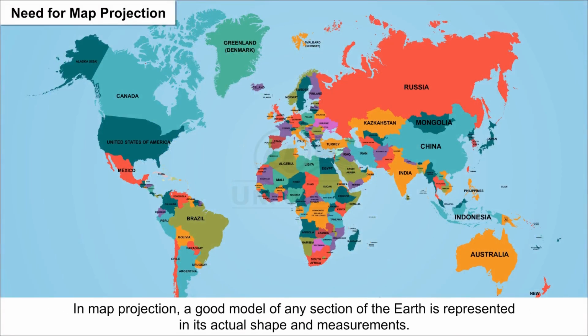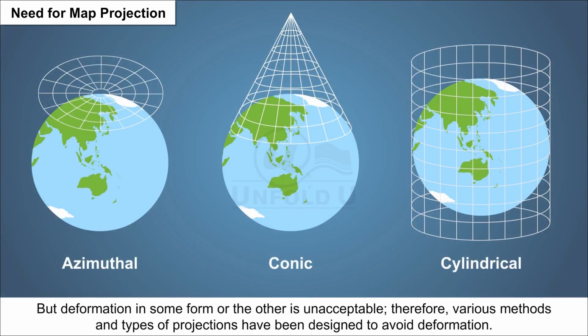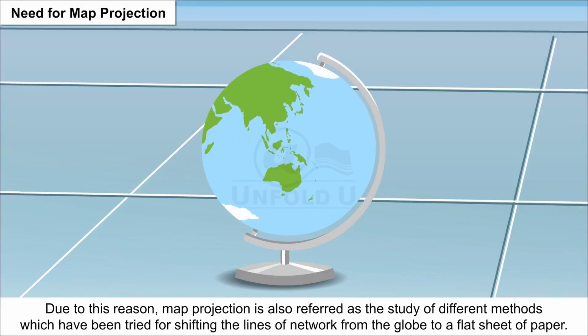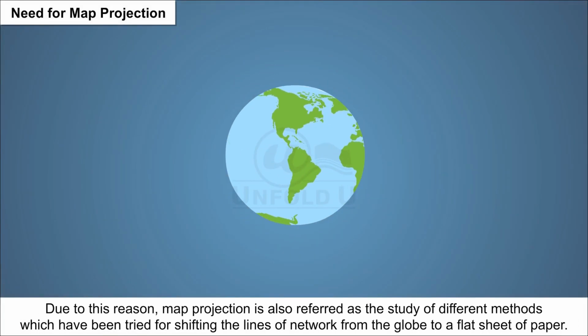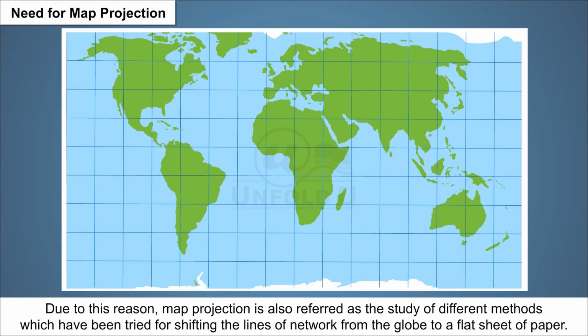In map projection, a good model of any section of the Earth is represented in its actual shape and measurements. But deformation in some form or the other is unacceptable. Therefore, various methods and types of projections have been designed to avoid deformation. Due to this reason, map projection is also referred to as the study of different methods which have been tried for shifting the lines of network from the globe to a flat sheet of paper.